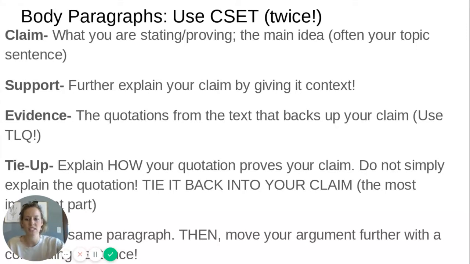And then your tie-up, and we'll go over TLQ in a second. Your tie-up is to explain how your quotation proves your claim. So your tie-up is probably the trickiest but the most important part of CSET, because that's what ties this entire paragraph together. It explains how your evidence supports your claim. So, kind of going backwards, it ties it all together, which we'll do an example together. And for your Other Wes Moore essay, you only need to use CSET once. So we're only going to use one quotation from the text for each paragraph.